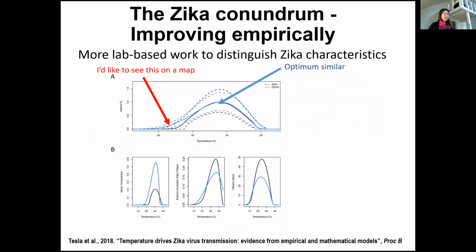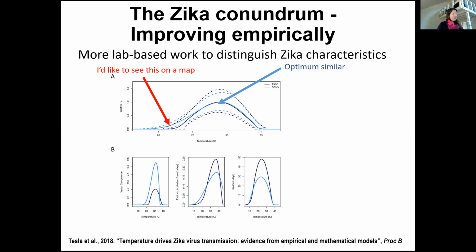So I mentioned to hold on to that thought about dengue and Zika being different. As we were working on this, colleagues went into the lab and they infected Aedes aegypti mosquitoes with dengue and Zika in parallel and recreated those thermal response curves for the infection characteristics as a function of temperature. When they first presented this, they said, look, the optimum is similar, and therefore we could be optimistic that our dengue maps work for Zika.